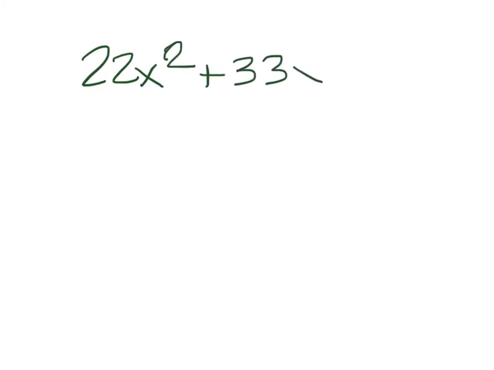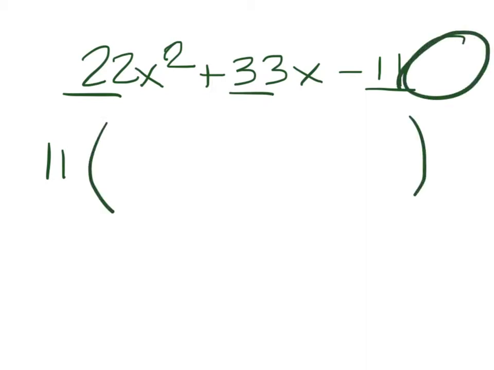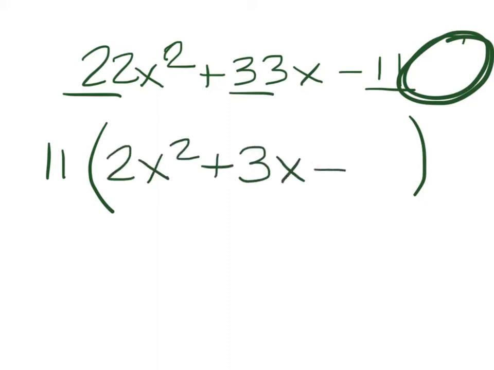Drop this one off. This one is 22x squared plus 33x minus 11. The highest number that comes out of each of these is 11. And there is no x term on the last one, so you can't take out an x. Divide everything by 11 to get 2x squared plus 3x minus 1.